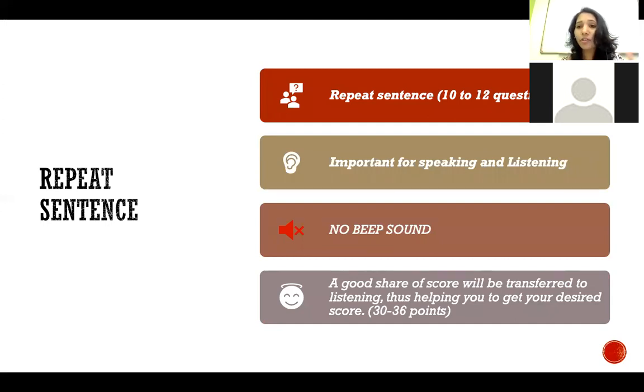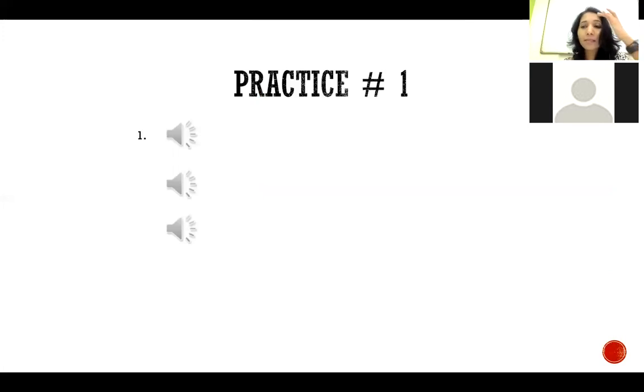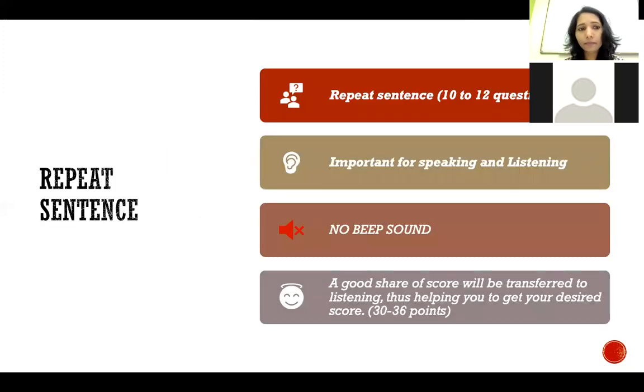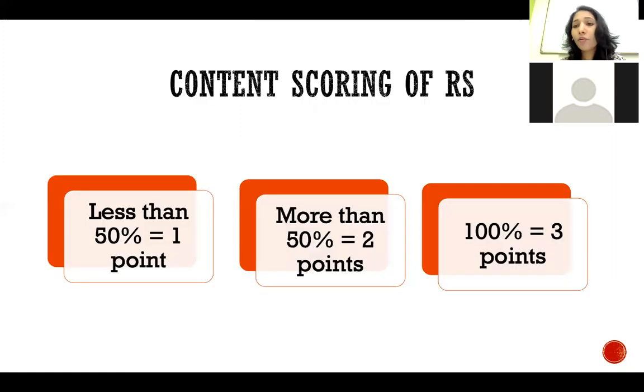The difference between repeat sentences and read aloud is that there is no chime or beep sound, so there are no 40 seconds to prepare. You'll be listening to an audio, where the speaker is going to speak one sentence. The sentence could be about 8 words long. It could be 10, 14, or 15 words long. Could be any of these sentences. And you have to repeat what you hear in 3 seconds.